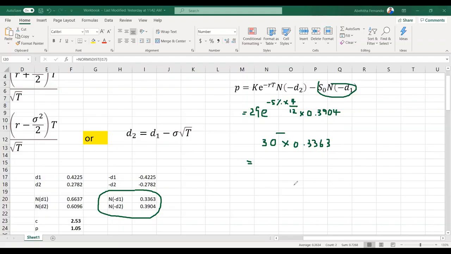If you round it up to 2 decimal places, you should get 1.05 as the price of this European put option under the Black-Scholes model. Then look at the next part of the question.